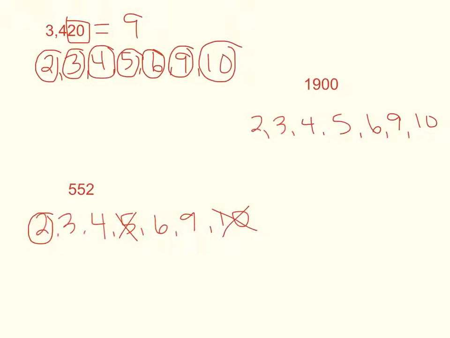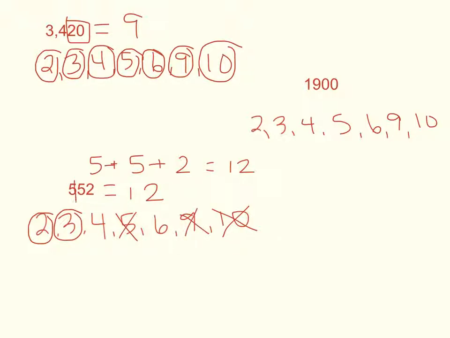The rule for 3 and 9, next I have to add the digits: 5 plus 5 plus 2, which equals 12. So my sum of digits is 12, which means 3 will go in, but 9 will not.